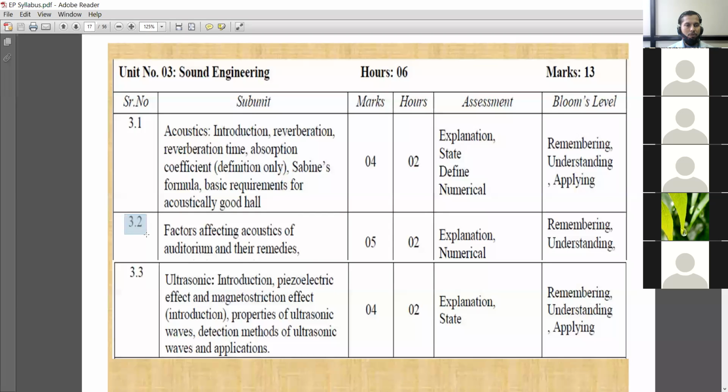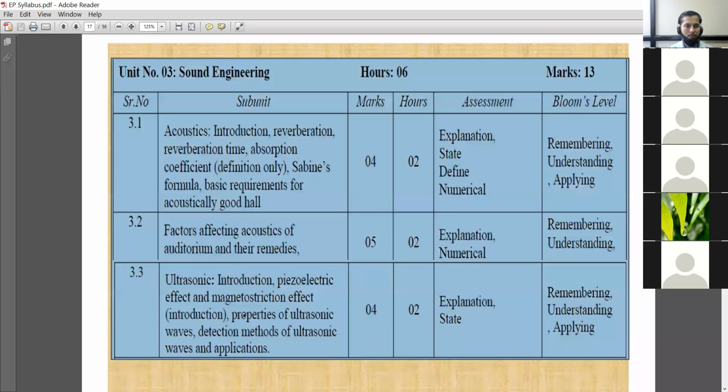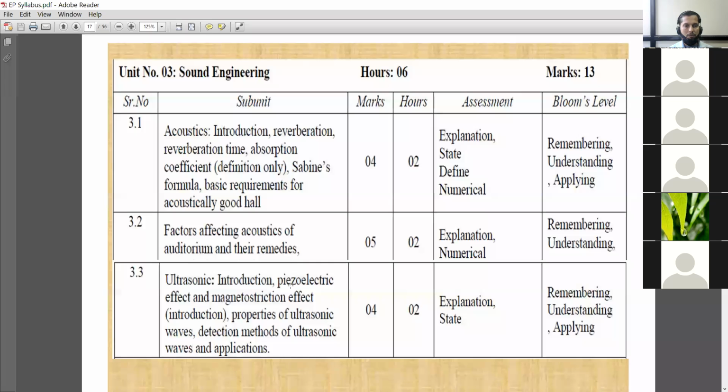And this 3.2 is a big point, that is factors affecting acoustics of auditorium and their remedies. So write it and then go for next, that is ultrasonic. ज्यामध्ये काय येतं, introduction, piezoelectric effect and magnetostriction effect. Then properties of ultrasonic waves, then detection methods and applications. So we complete it, then we will discuss this.